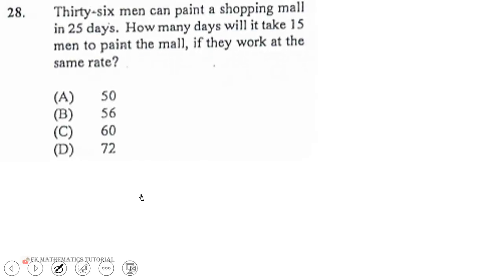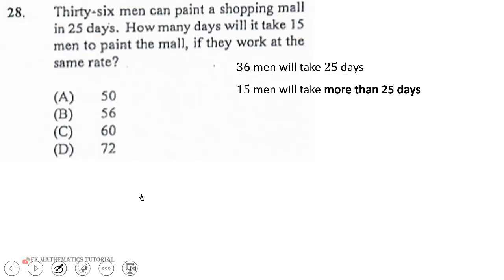Item 28. 36 men can paint a shopping mall in 25 days. How many days will it take 15 men to paint the mall if they work at the same rate? So 36 men will take 25 days. 15 men will take more than 25 days. Therefore, if more, let's divide. So 36 times 25 over 15. That will give us 60.